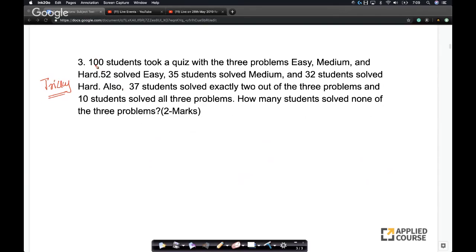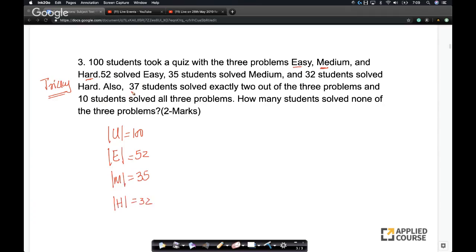Okay, so it says I have 100 students. Let's say this set U consists of all the students, so the size of U equals 100, who took a quiz with 3 problems: easy, medium, and hard. 52 people solved easy, so let's call all the people who solved easy E. So this is 52. 35 students solved medium, and 32 students solved hard.